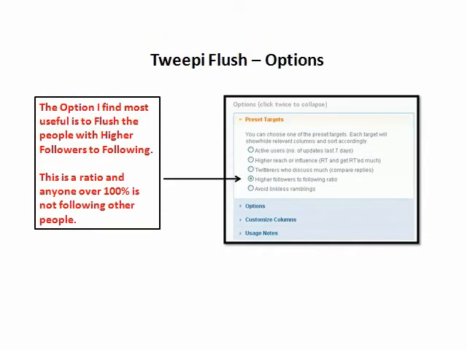The option I like to use is the higher followers to following ratio. The reason I find it the most useful is that this is a ratio of anyone with over 100% of followers versus following. You can experiment with the other options, and you may find them just as valuable in some cases as the higher followers to following ratio. Again, we want to adjust that ratio, so this is a very quick way to do that.